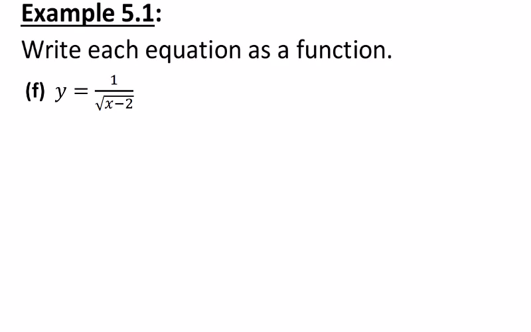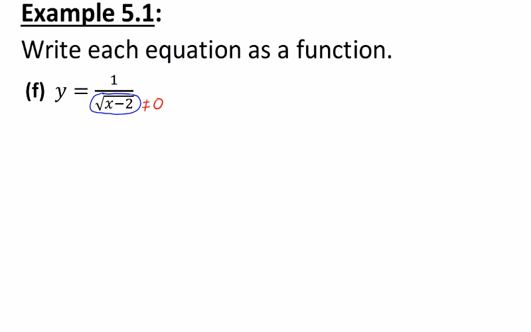In example 5.1f, we have the last equation we're going to consider for example 5.1, y equals 1 divided by the square root of x minus 2. So we've seen that whatever we have underneath the division symbol, all of that does not need to be 0. We don't want that to be 0.